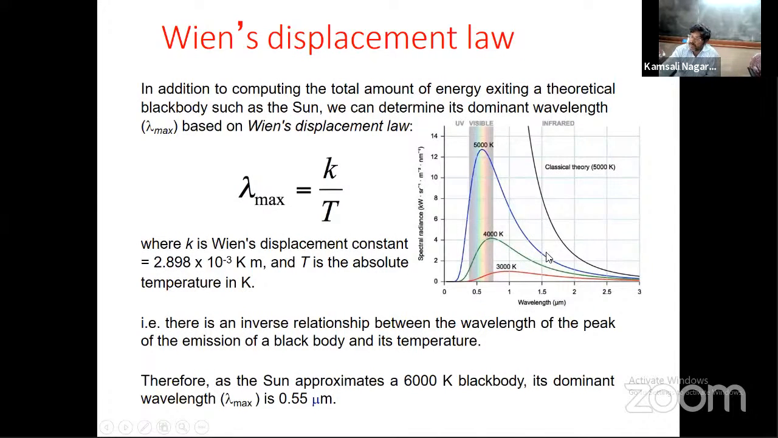But if you use the same sensor for the sun, you can't expect results. You will never get a spectrum, or any information or signatures emitted by the sun. That means there is an inverse relationship between the wavelength of peak emission of a black body and its temperature. Therefore, the sun, maintained at approximately 6000 degree Kelvin, emits at 0.55 micrometer.